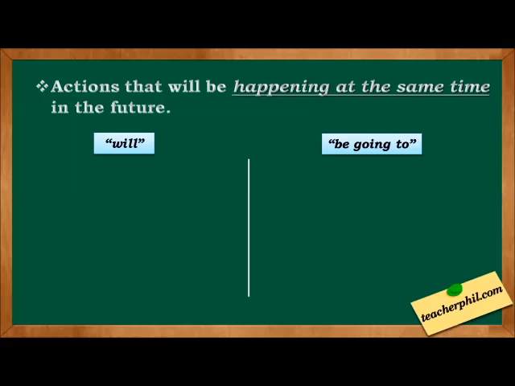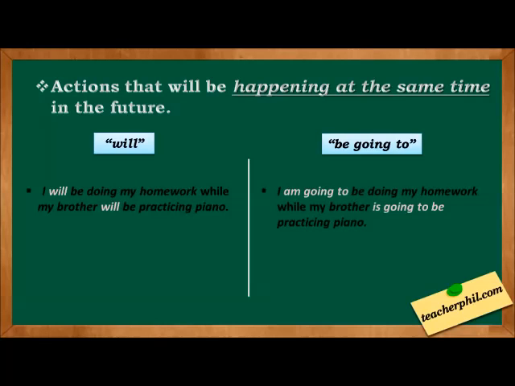And the last one is for actions that will be happening at the same time in the future. Examples: I will be doing my homework while my brother will be practicing piano. Or, I am going to be doing my homework while my brother is going to be practicing piano. Both the actions I will be doing my homework or I am going to be doing my homework will be happening at the same time with my brother will be practicing piano or my brother is going to be practicing piano. That's why both of them are in their future progressive forms.